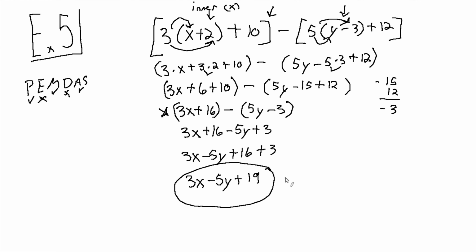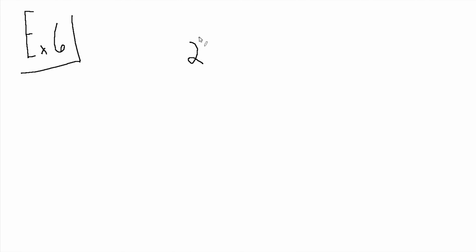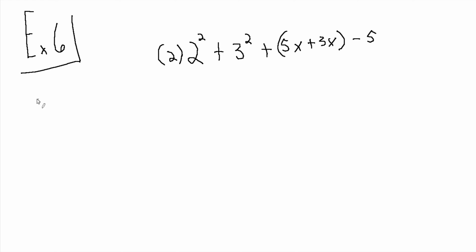Don't forget to distribute the negative number, because that will mess up your answer. You could get a different answer. Example number 6. We'll do a little harder one. We have 2 times 2 to the 2 power plus 3 to the 2 power plus 5x plus 3x minus 5. Go ahead and drop the parentheses by doing the addition inside them. 5x plus 3x, 8x. Now bring everything else down.